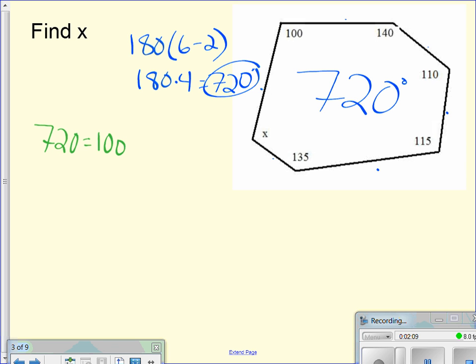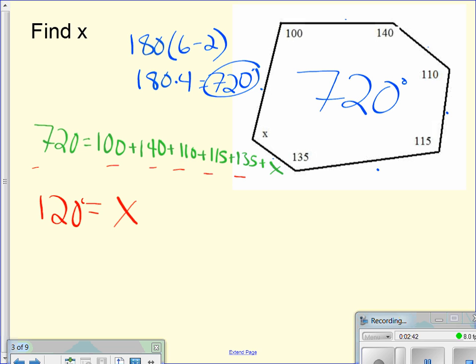So that's 100 plus 140 plus 110 plus 115 plus 135 plus, of course, x. Then to get x by itself, just like any other equation, I want to get rid of everything else. So I subtract 135, subtract 115, subtract them all on this side, and what you're left with is x by itself. And on the left, if you go through with your calculators, you'll find out that that angle has to be 120 degrees. Okay? Awesome. Pretty easy one. That's because they're interior angles.